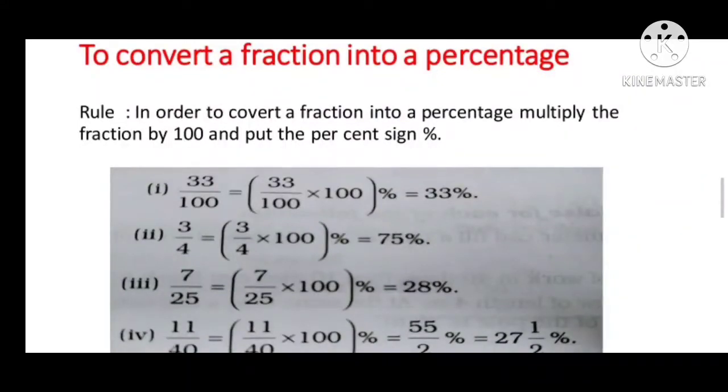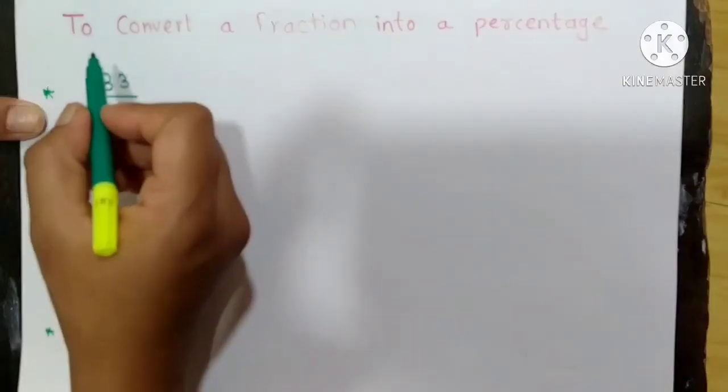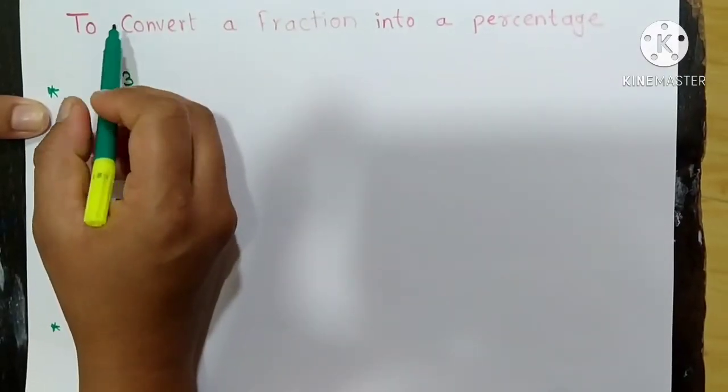Do you know how to convert a fraction into a percentage? We have to follow the rule. Now the rule is, in order to convert a fraction into a percentage, multiply the fraction by 100 and put the percentage sign. If you have to convert this fraction into a percentage, we have to multiply the fraction by 100. Now we are going to solve some examples.